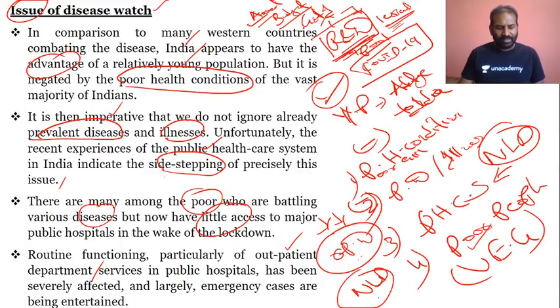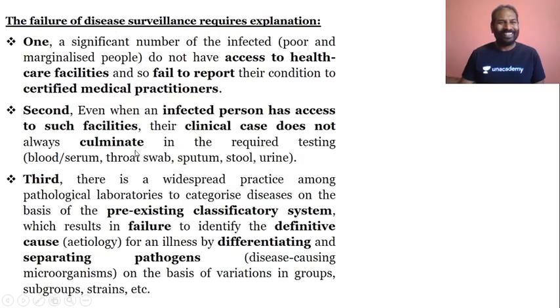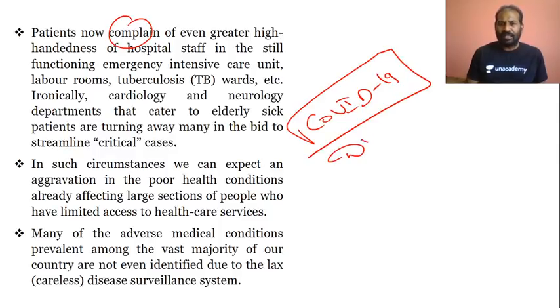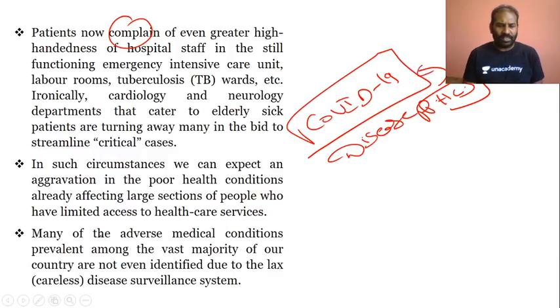TB, a poor man's disease, as mentioned in the article, can we justify the statement? Yes, definitely, I'll justify that statement at the end. And patients now even complain of high-handedness, because we are just focusing on COVID-19 disease, as the entire public healthcare system is focusing only on COVID-19. That is what the patients complain.